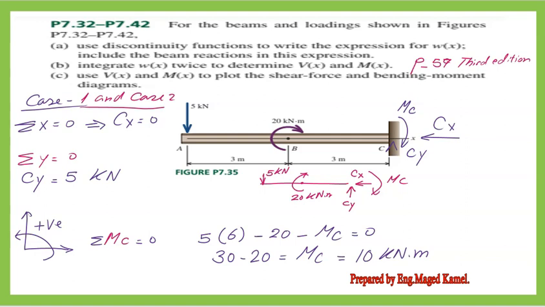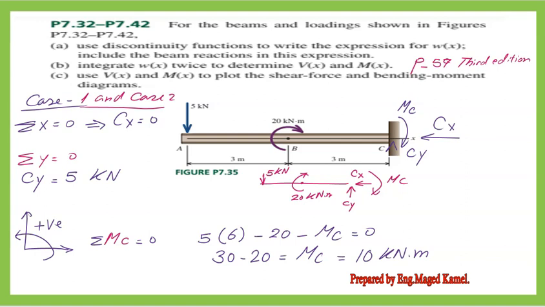We will solve Brecht's problem 735, which is about developing load function W of x, shear function V of x, and moment function M of x by using the discontinuity function. The same problem is 759 in the third edition. The Brecht's problem is included in Professor Timothy Philpot's book, An Integrated Learning System, Mechanics of Materials.